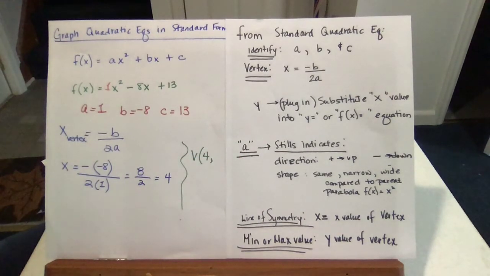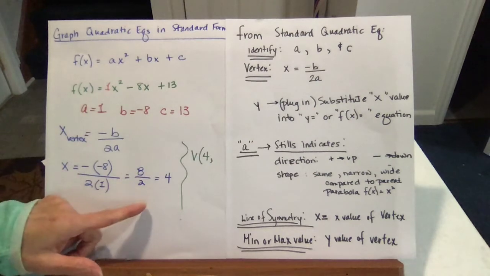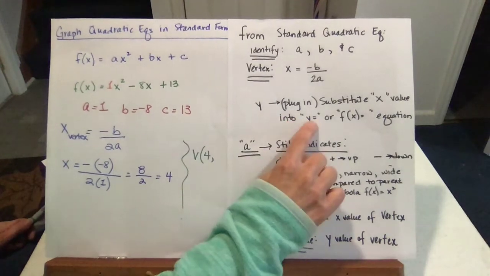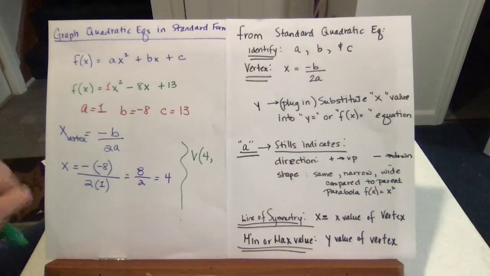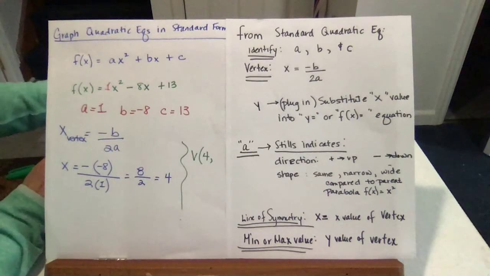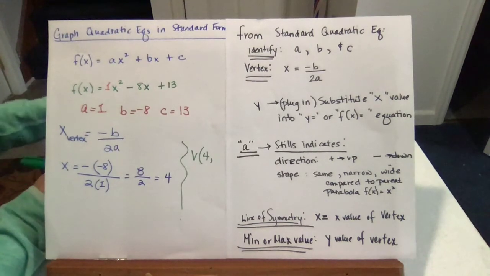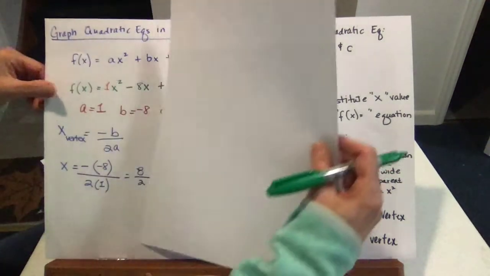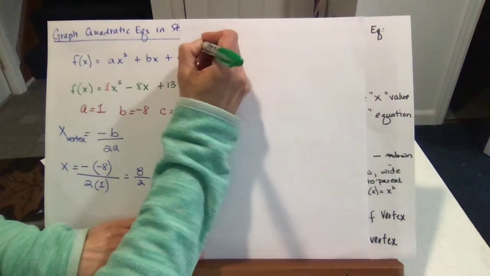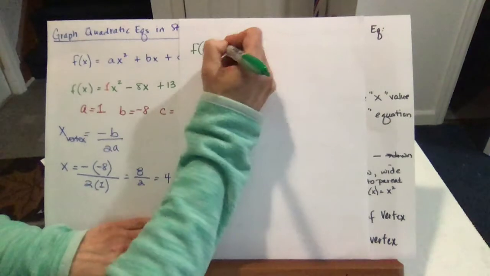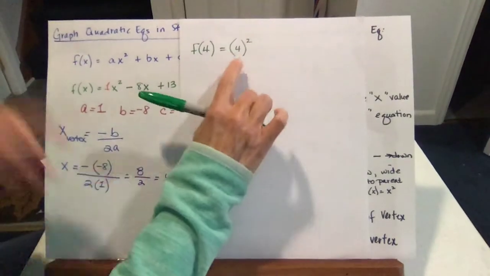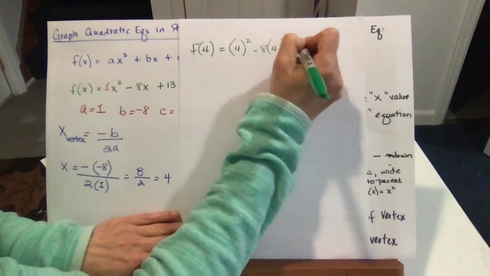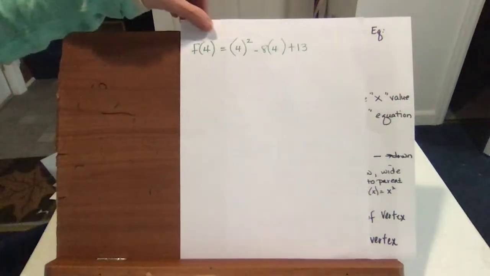Now to find the something, the y value, we have to take our 4 and plug it in, or substitute that x value that we found for the vertex, into the f of x equals equation. Our equation is f of x equals x squared minus 8x plus 13. So we substitute in: f of 4, we're going to put that 4 in for x, is equal to 4 squared. And remember, whenever you substitute a number, you put it in parentheses. Minus 8 times 4 plus 13.